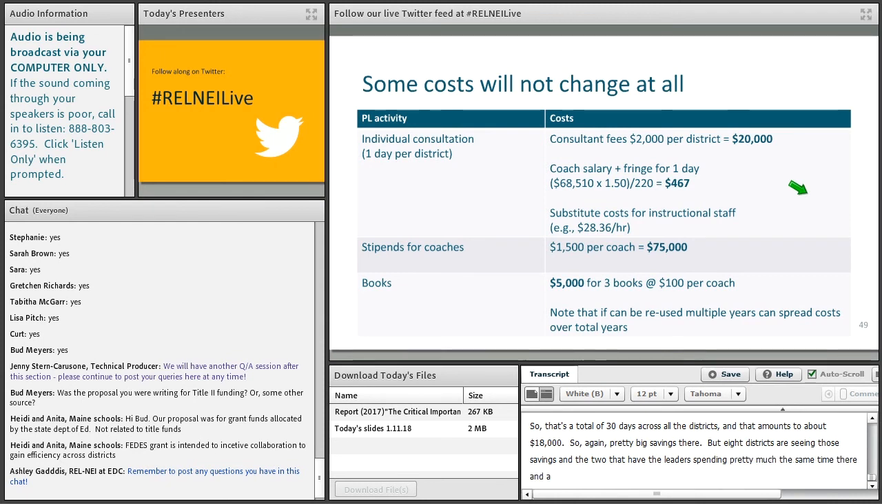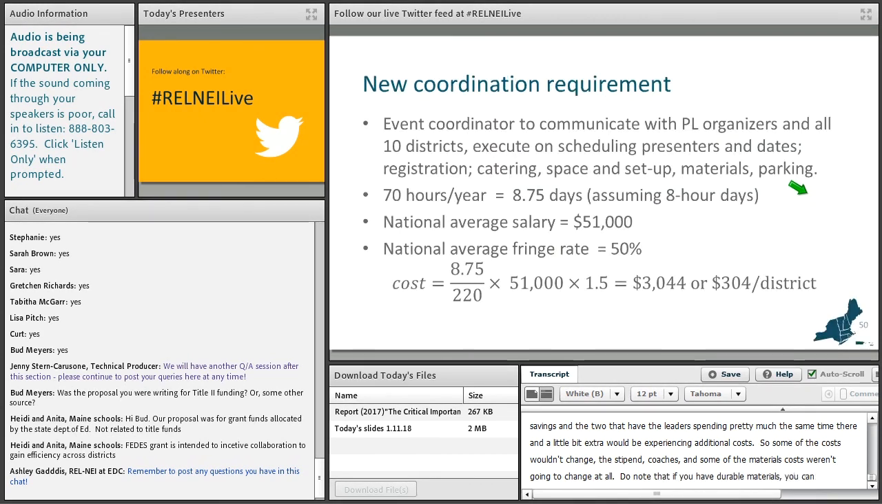So some of the costs wouldn't change: the individual consultation, the stipends for coaches, and some of the materials costs weren't going to change at all. Do note that if you have durable materials, you can spread those costs out over multiple years.